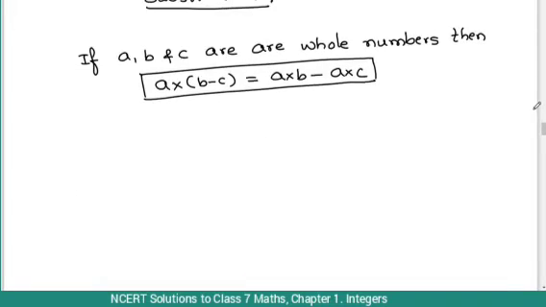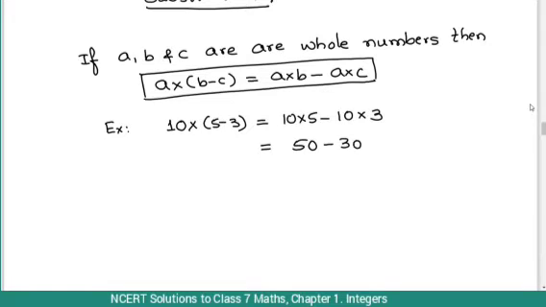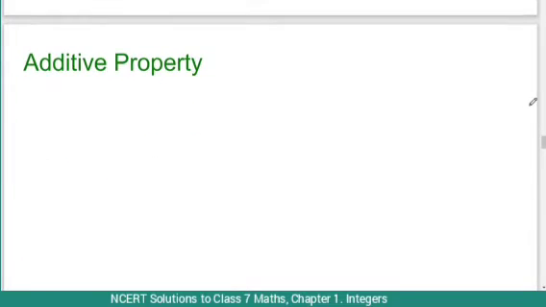For this one, I will take an example. A as 10, B as 5 and C as 3. 10 × (5 − 3) is equal to 10 × 5 − 10 × 3. So it is 50 − 30 is equal to 20. Here 5 − 3 is 2, 10 × 2 is 20. So this property also holds good for subtraction.